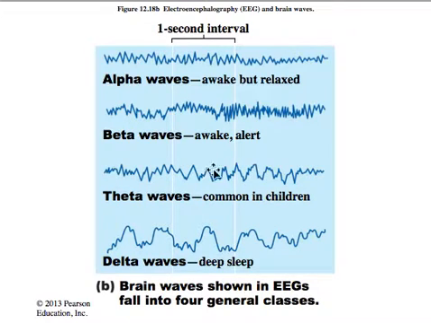Next, we're going to look at theta waves. These are more irregular than alpha waves. They tend to be a little bit higher in amplitude. They're common in children. They are abnormal in adults, other than there's a few times during sleep that you might see theta waves. And last, we have delta waves, which are the highest of amplitude, the lowest of frequency, and they are seen in deep sleep.